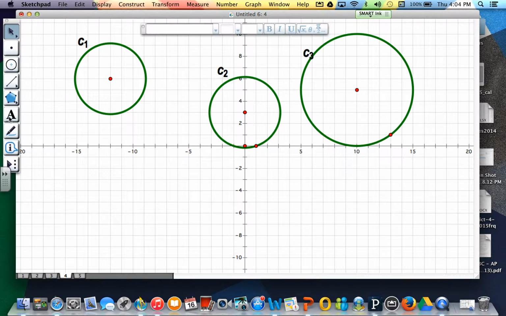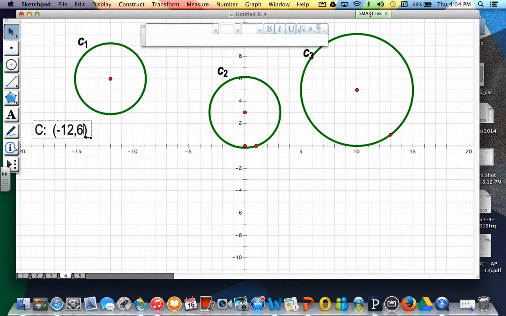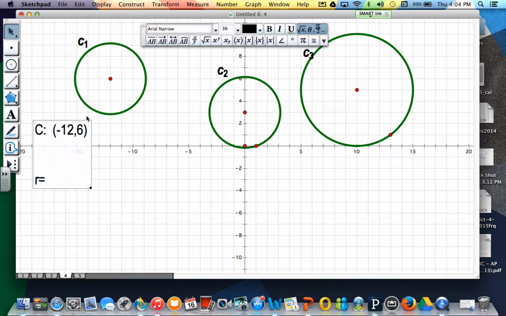Well, the first thing I would do is identify the coordinates of the center. So in this world, my center has coordinates... it looks like here's a -12, 1, 2, 3, 4, 5, 6. -12, and I'd go up 6. Now, my radius might be a little bit more problematic, but I'm up for the challenge.